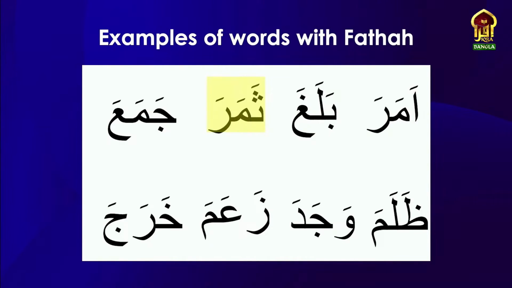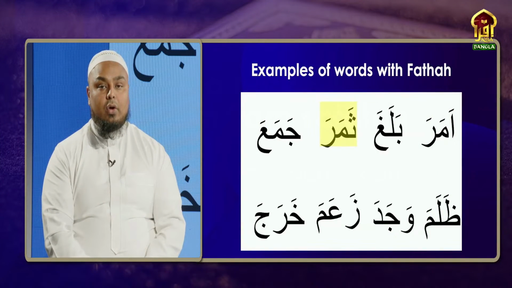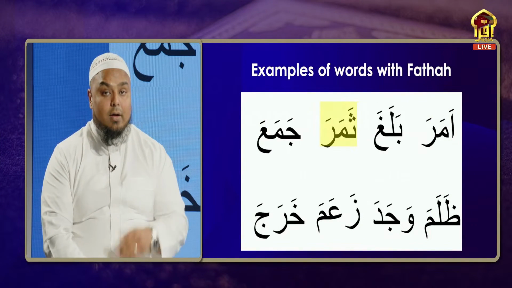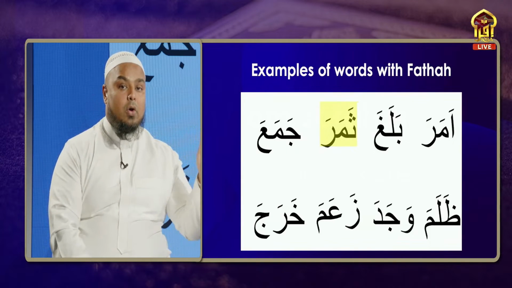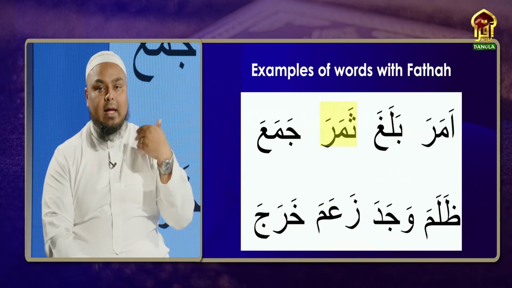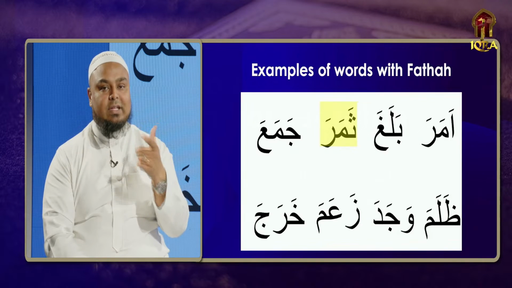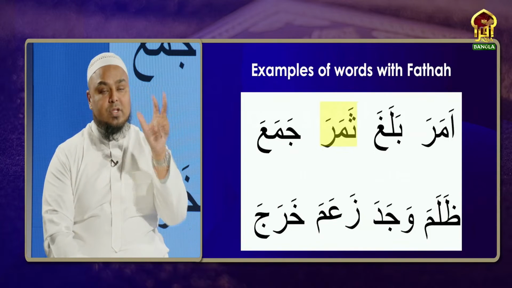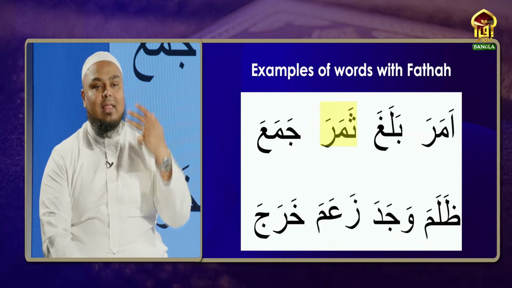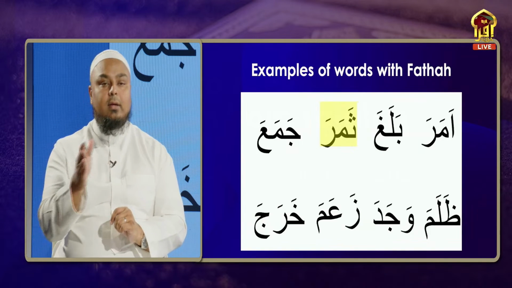Let's do the next one. We have 3 letters: Ba, lam and ghain. Ba fatha ba, lam fatha la, ghain fatha gha, ba la gha. Together, balagha. So it's a 3-stage procedure. First, you recognize the letters with the fatha: ba, la, gha. Then you separate it: ba, la, gha. The last stage is you join it together: balagha. So we have amara, balagha.